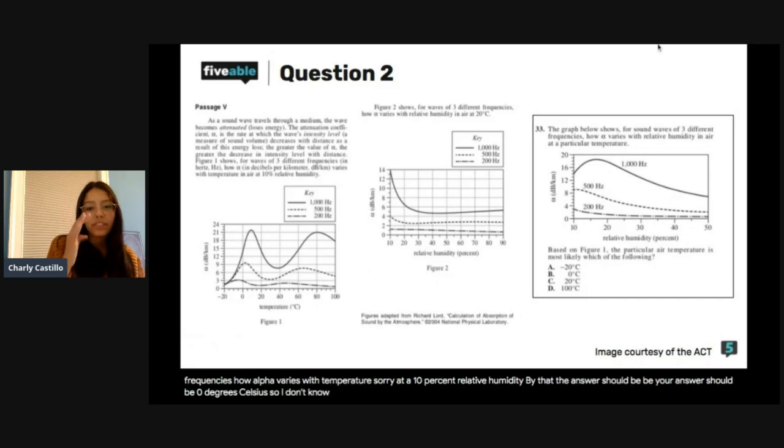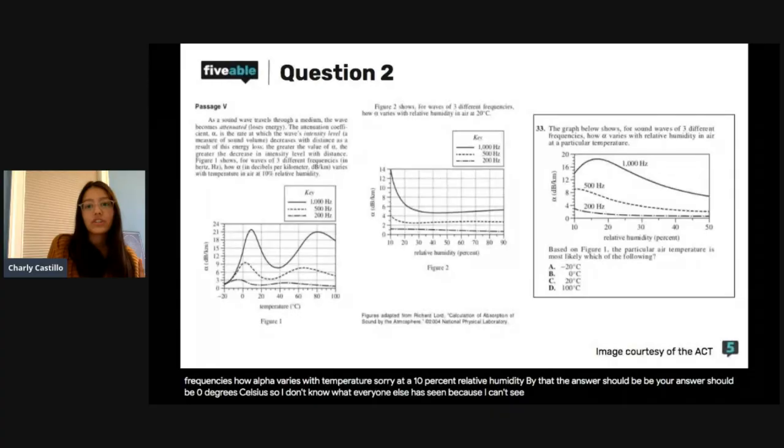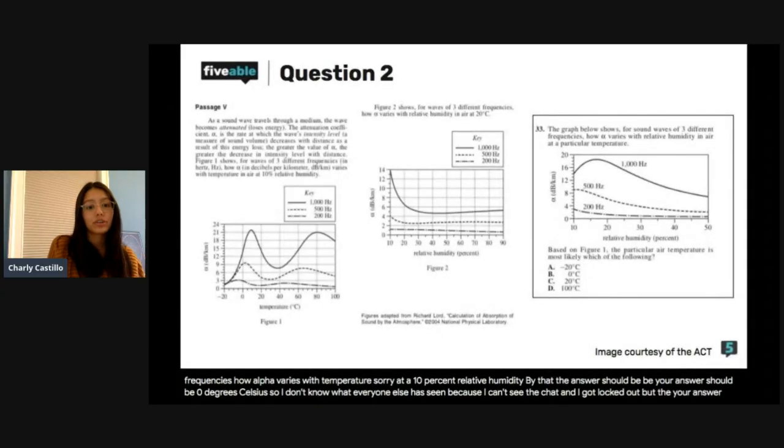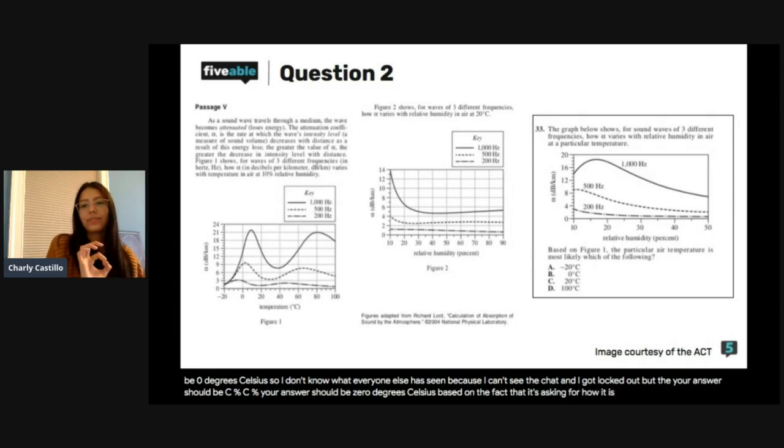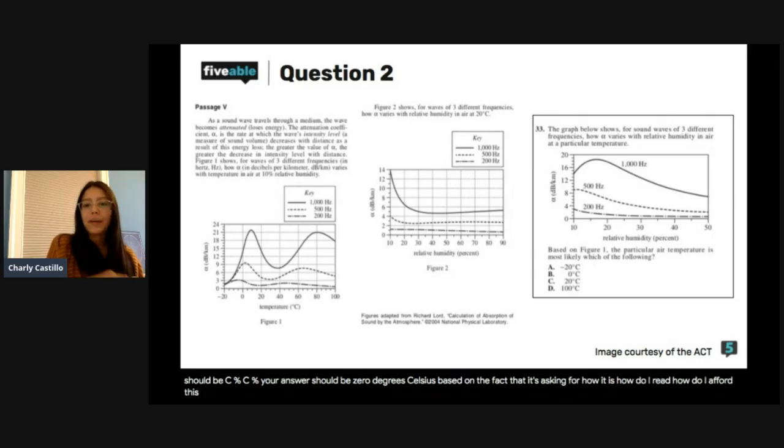So I don't know what everyone else has seen because I can't see the chat and I got logged out, but your answer should be C percent. Your answer should be 0 degrees Celsius based on the fact that it's asking for how alpha is varying with relative humidity in air at a particular temperature, and the temperature and the percentages are there. And you also have to make sure that you're looking at the right axis.